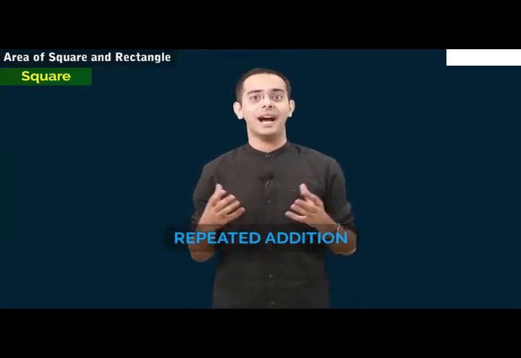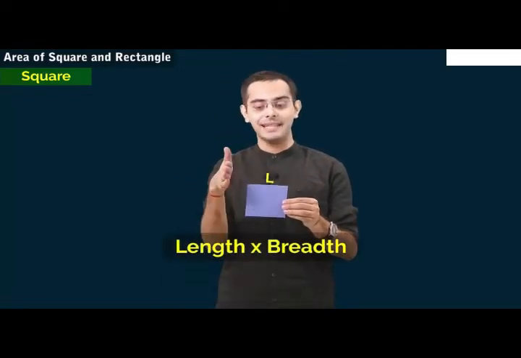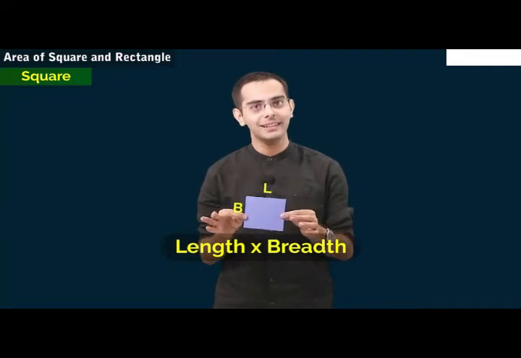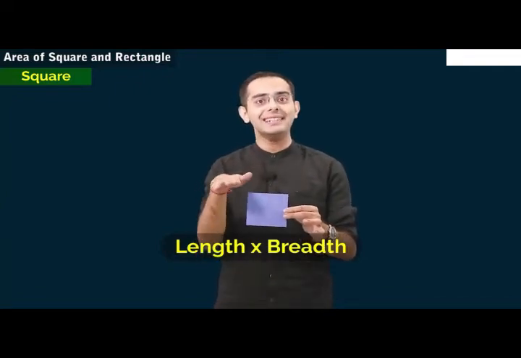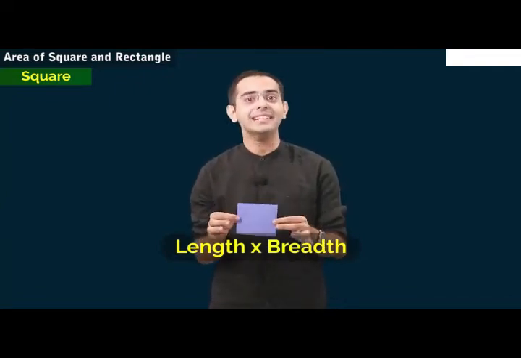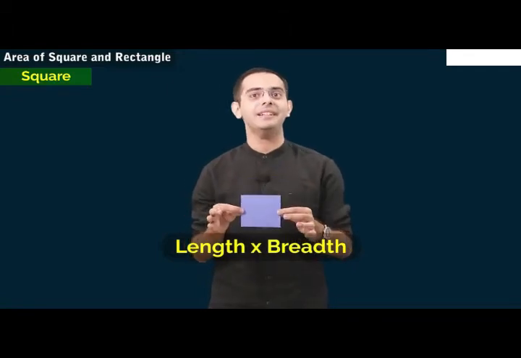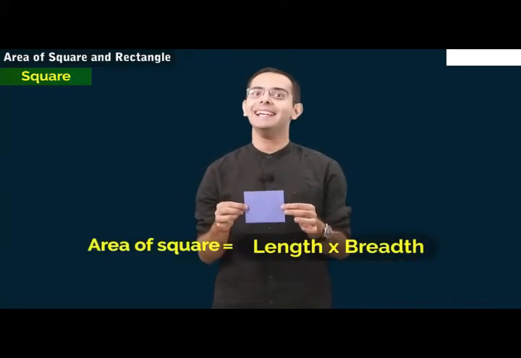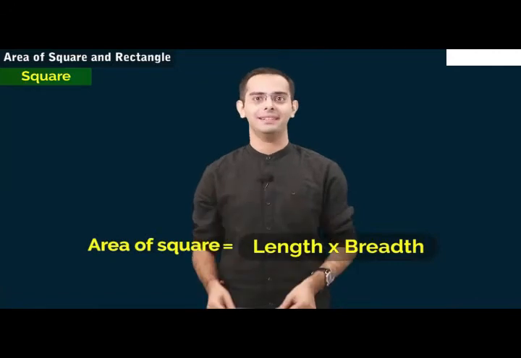So in this activity, what are we actually doing? Yes, so we are doing repeated addition, or in other words, what we can say is that we are doing length times the breadth. Clear? Okay. Now this length times the breadth, or length into breadth, is a mathematical formula which we use for finding the area of a square.